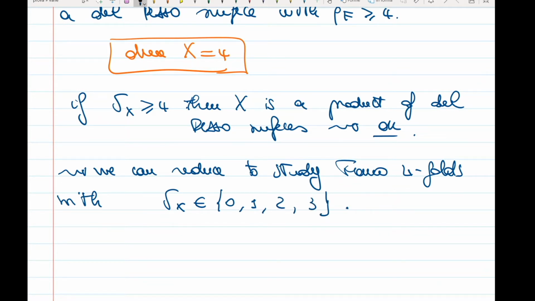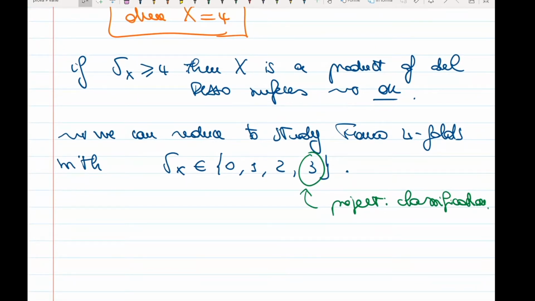The project that I want to talk about, that we have with Eleonora, is the classification of the case with Lefschetz defect 3. From this point of view, this is the simplest case. We would like to have a classification. Now let's assume that we have a Fano fourfold with Lefschetz defect 3, and let's see what we can say.